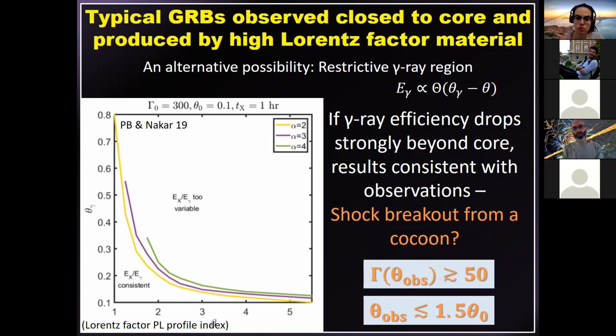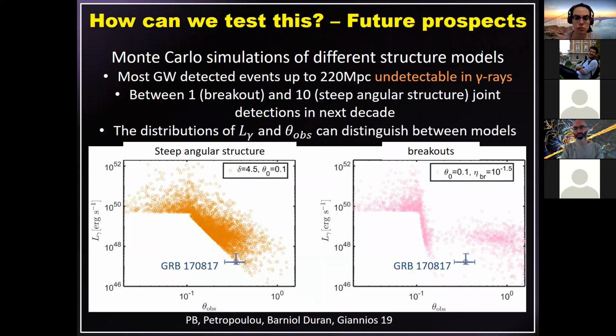One way to do that is to say that the emission at large angles, similar to the one that was seen in 1708-17, was because the efficiency was suppressed, because the efficiency is very low at these larger latitudes. And there is a physical way to do that, which is a shock breakout from a cocoon, but this may not be the only way. How can we actually test if this is what's going on?